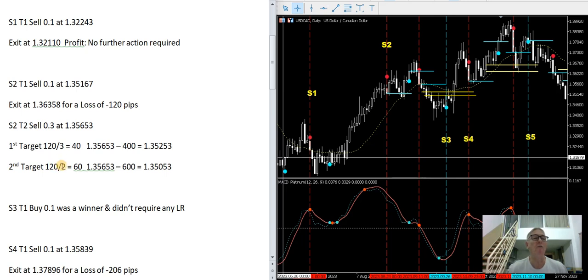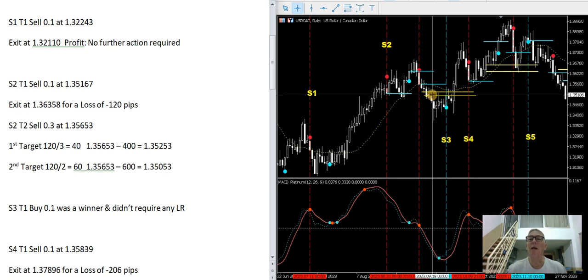In this case, 120 divided by 2. So I want to leave the 0.1, which is the initial base lot in play. So 120 divided by 2 equals 60, obviously. And again, that'll be 600, 60.0. So same entry price minus 60 pips, 600 points, 135,053. And that's that bottom line there.